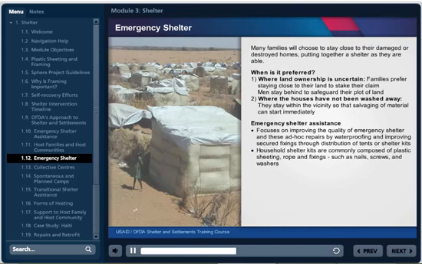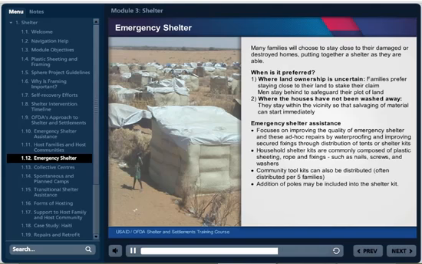Household shelter kits are commonly composed of plastic sheeting, rope and fixings such as nails, screws, and washers. Community tool kits can also be distributed where assessments have shown a need. These are often distributed per 5 families so that tools can be shared amongst the families, ensuring a wider coverage and more effective use of resources. In cases where framing structures cannot be salvaged or obtained locally, additional poles may be included in the shelter kit.